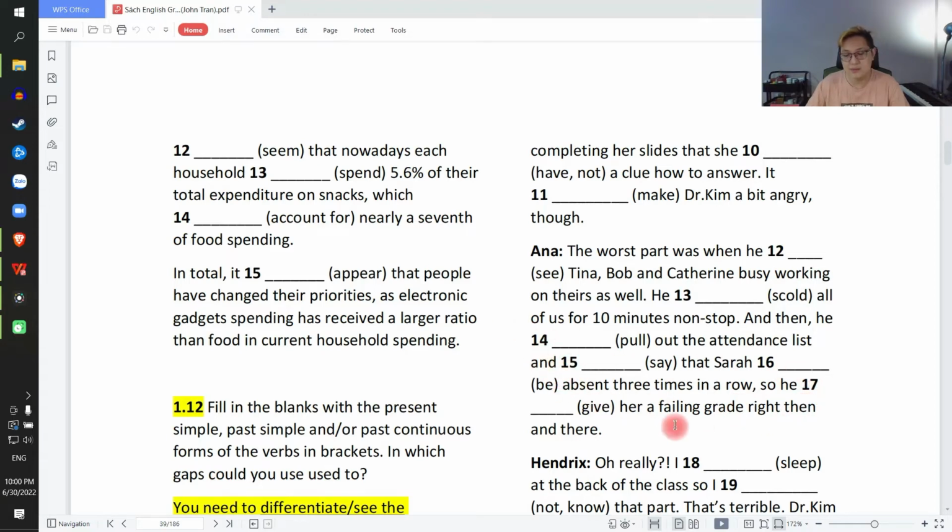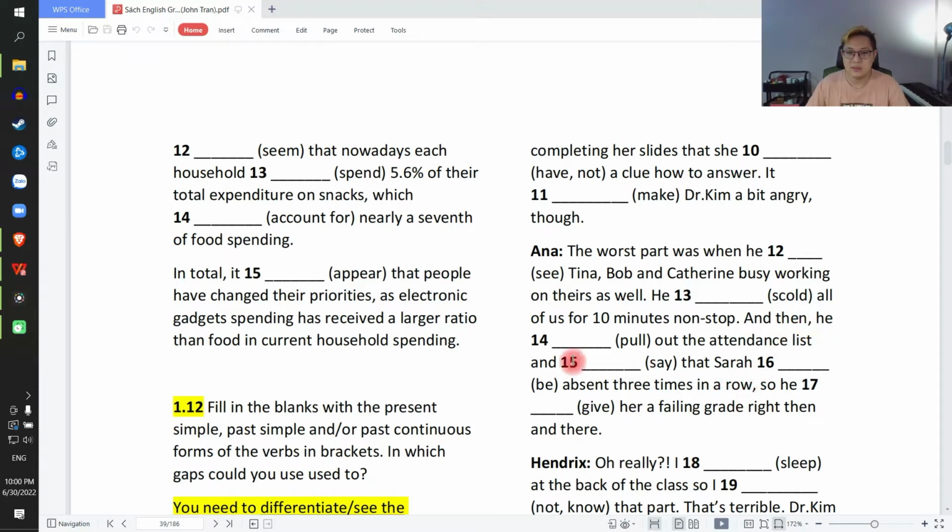14, 15, 16, 17 đều là hành động đơn lẻ không mang tính tiếp diễn. Trong quá khứ đều, cho nên là đều là quá khứ đơn hết. So, and then he pulled out the attendance list and said that Sarah was absent 3 times in a row. So he gave her a failing grade right then and there.